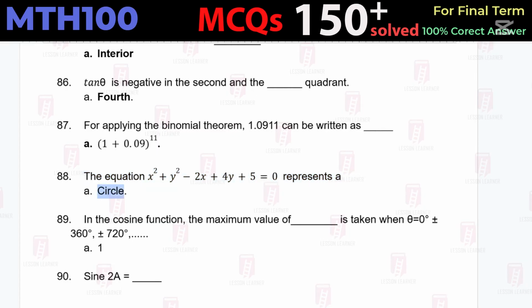In the cosine function, the maximum value is taken when theta is equal to 0, plus minus 360 degrees, plus minus 720 degrees and so on. The answer is 1.